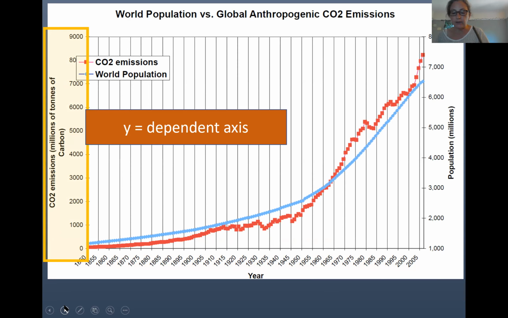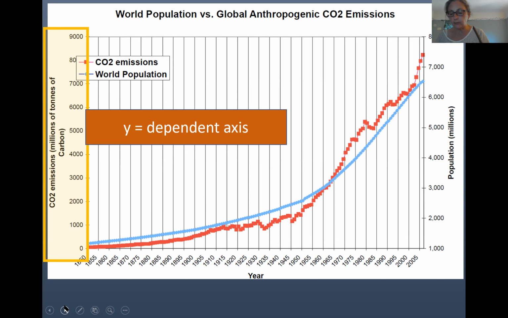If we were to plot global population on the x-axis and emissions on the y-axis, we would be implying a dependent relationship. But the data being shown is correlational, not causative. So we're not showing that graph. That's why it's graphed this way, to emphasize the relationship.